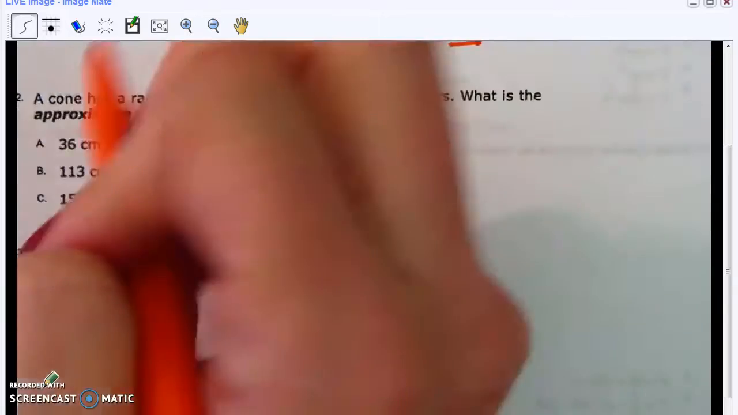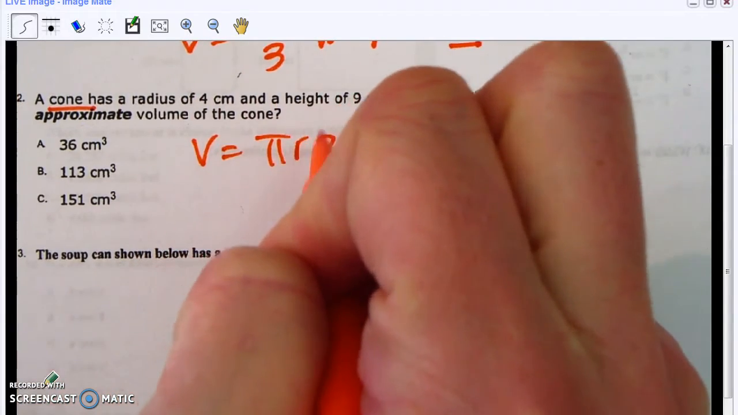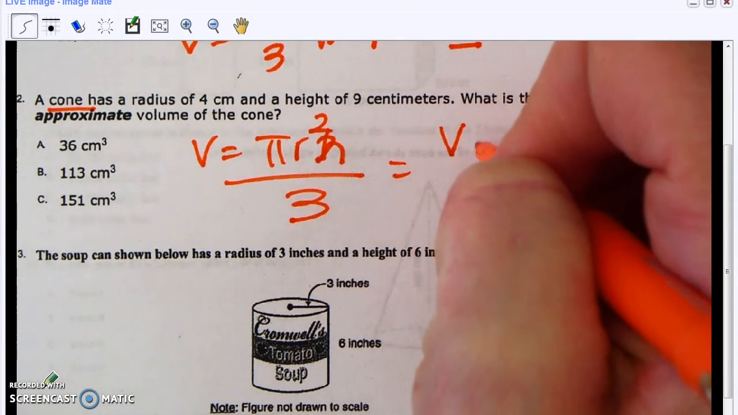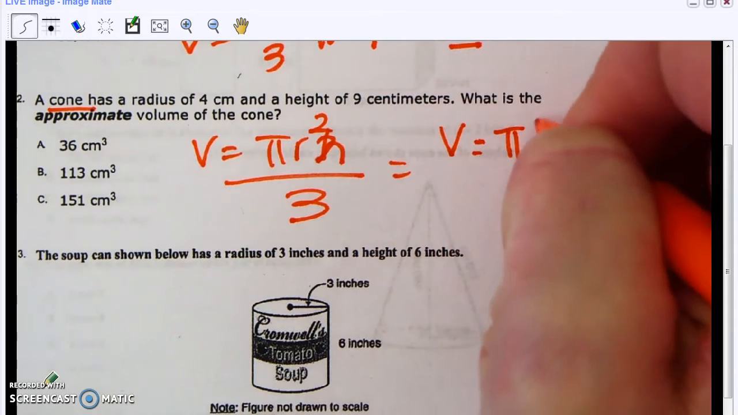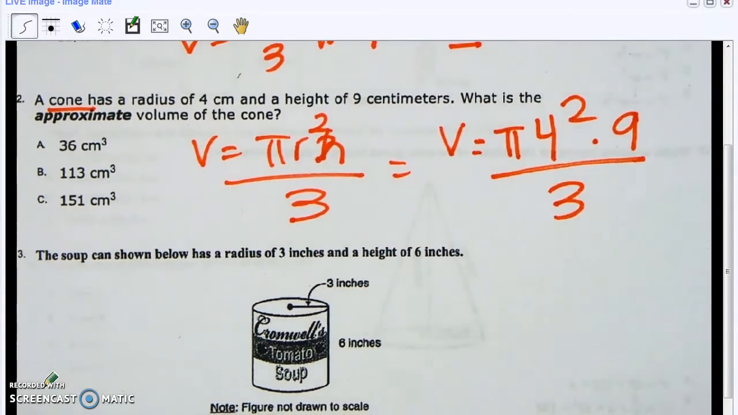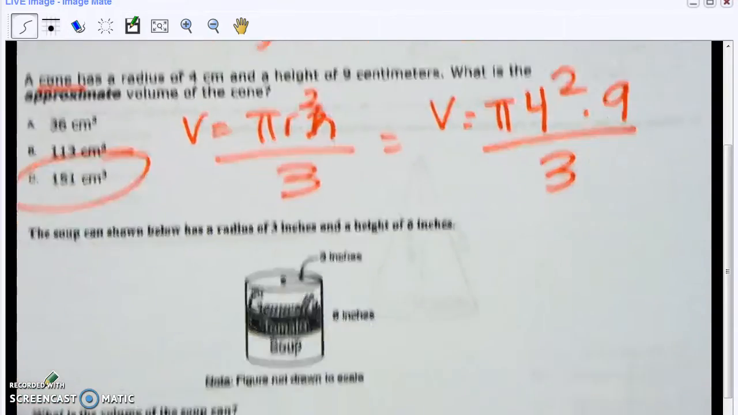Number 2, a cone. So since it's a cone, I'm going to use pi r squared times the height divided by 3. It has a radius of 4, so B equals pi 4 squared and a height of 9, and I'm going to divide that by 3. When I do that, I get 151 centimeters cubed.